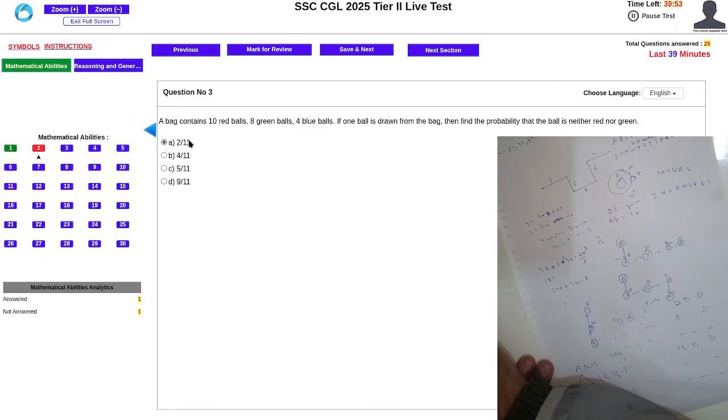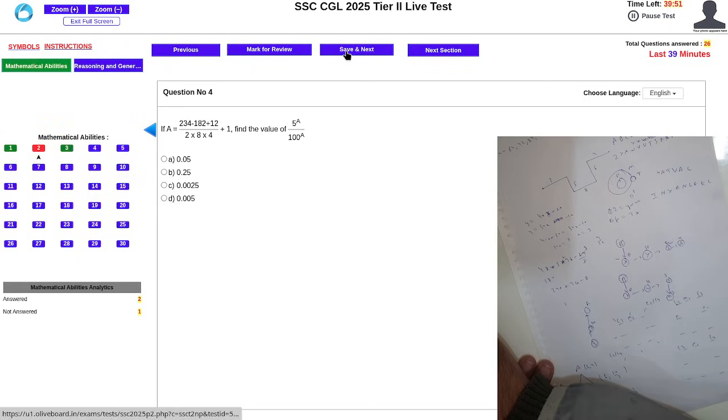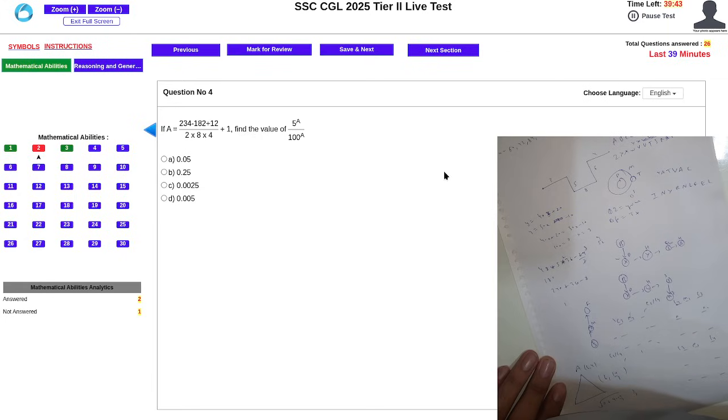If find the value of 5 to the power 100, 1/20 to the power a.